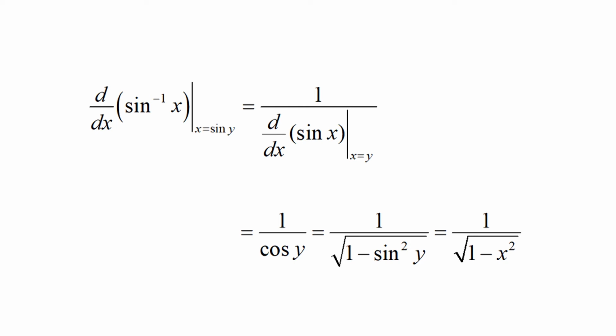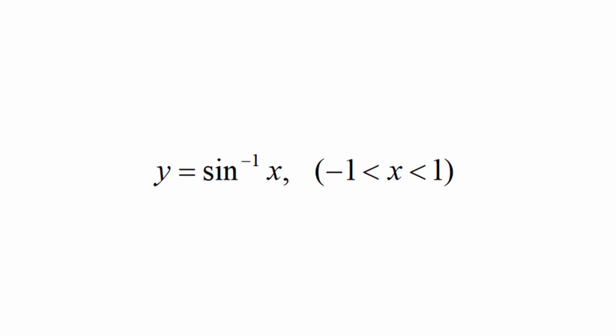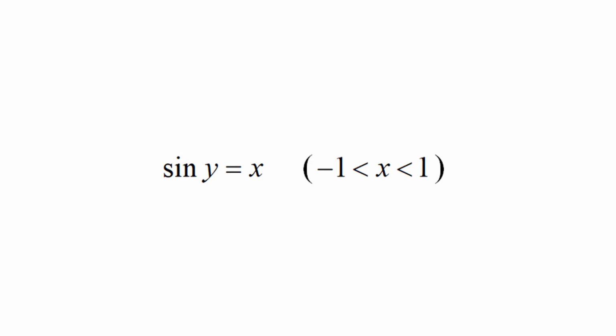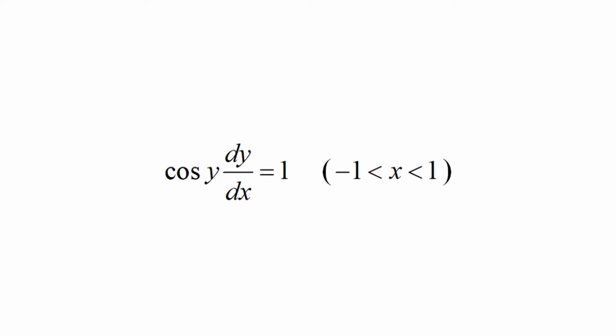As an alternative method, we are going to obtain the derivative of the inverse sine function y equal to sin inverse of x with minus 1 less than x less than 1 by writing it as sin y equal to x with minus 1 less than x less than 1 and differentiating implicitly with respect to x as follows. Differentiating sin y equal to x with respect to x gives, by an application of the chain rule, cos y into dy by dx equal to 1 with minus 1 less than x less than 1.